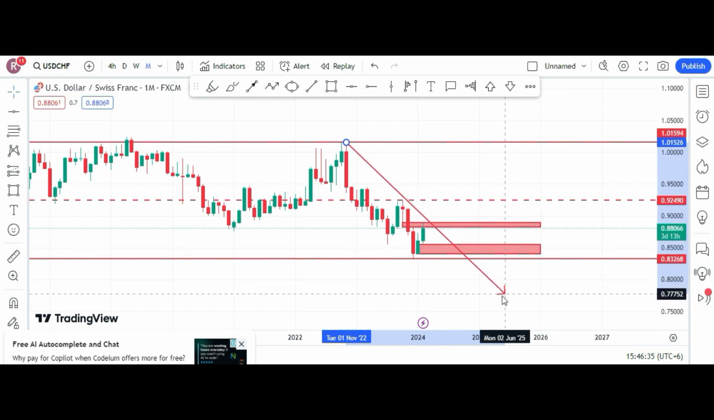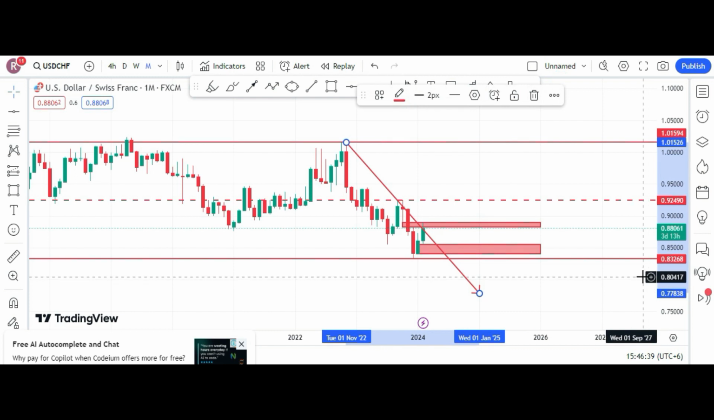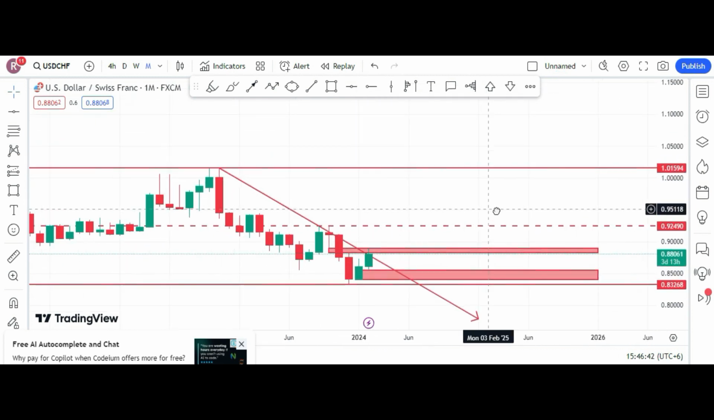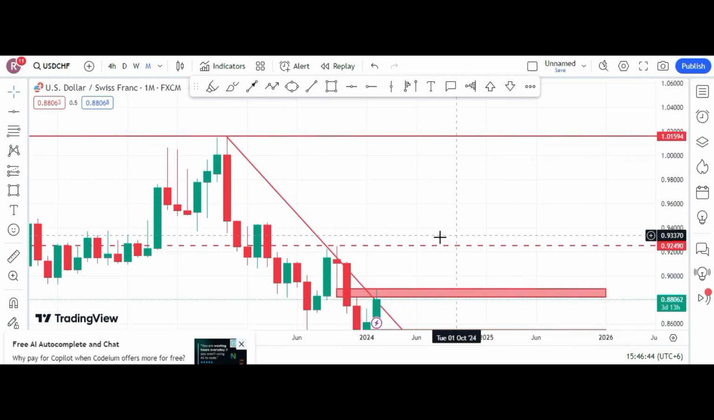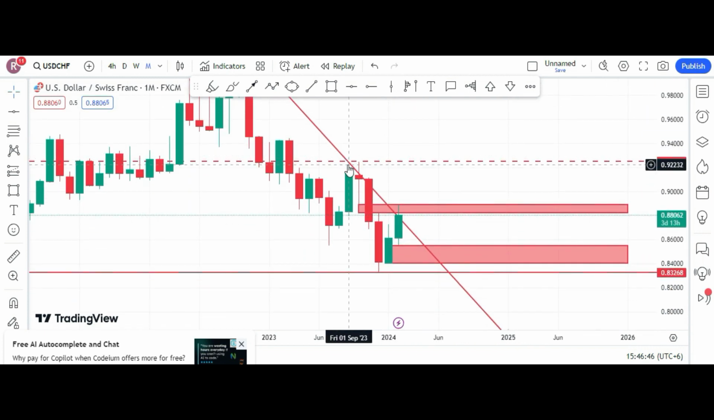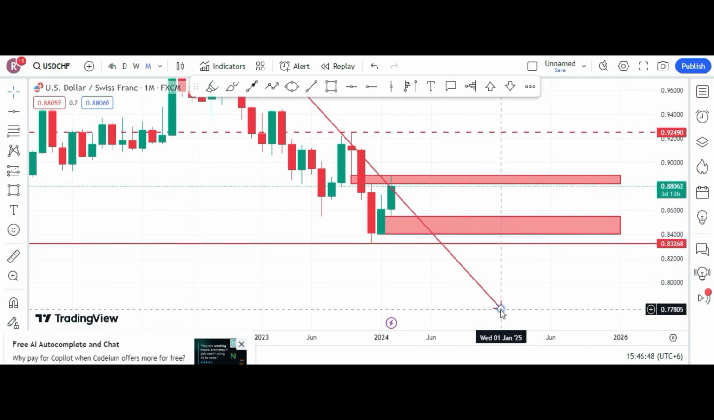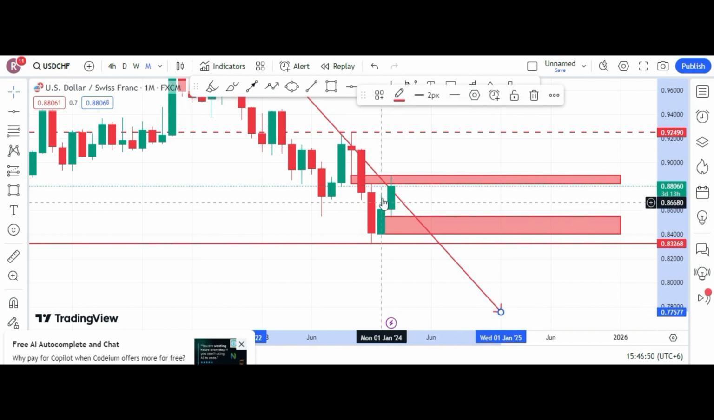So if I draw the trend line, this is the trend line I have. And now, have I drawn it correctly? Let me check. I didn't touch the green one, so I need to touch the green one. Now you guys can see the price is trying to break out.